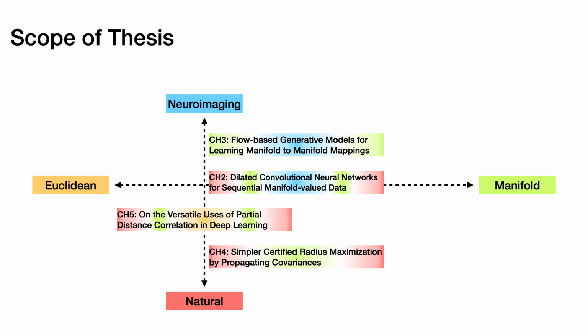This is the scope of this thesis. For the data type, we will mainly work on the manifold-valued data, and also show that our proposed method can work on Euclidean space as well. For the application side, we will focus on both natural images and neuroimaging, as neuroimaging naturally forms manifold-valued data.